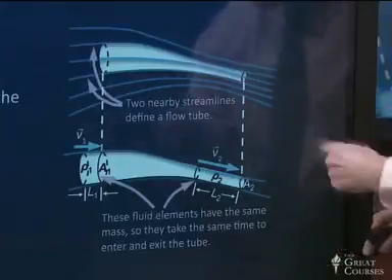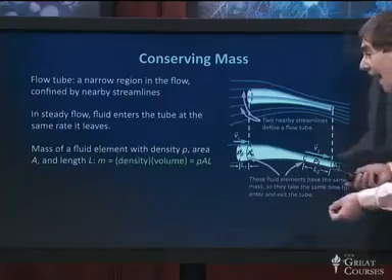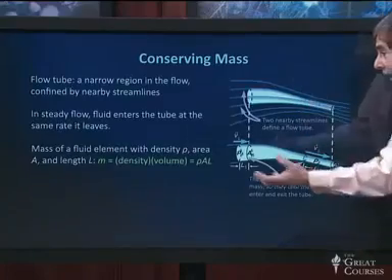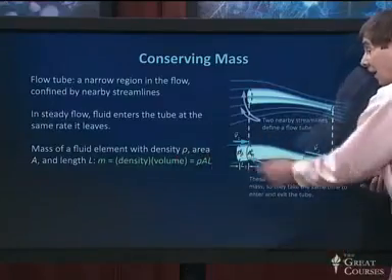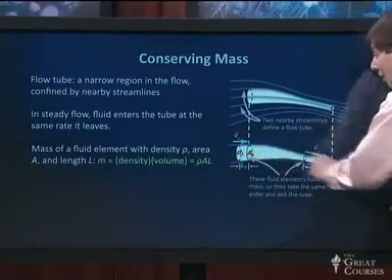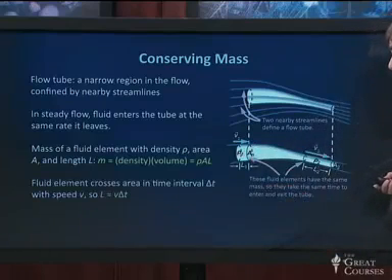And because the fluid is flowing in steady flow, however much fluid comes into the flow tube in 1 second, that much must exit at the other end. If that weren't true, we wouldn't have steady flow because we'd either have fluid accumulating in the tube or fluid being depleted from the tube. So in steady flow, these two fluid elements with the same mass must take the same time to enter and leave the flow. Now, the mass of a fluid element with density rho, area A, and length L is the density times the volume, rho times A times L. And rho and A and L may all be different at the two ends of the flow tube.